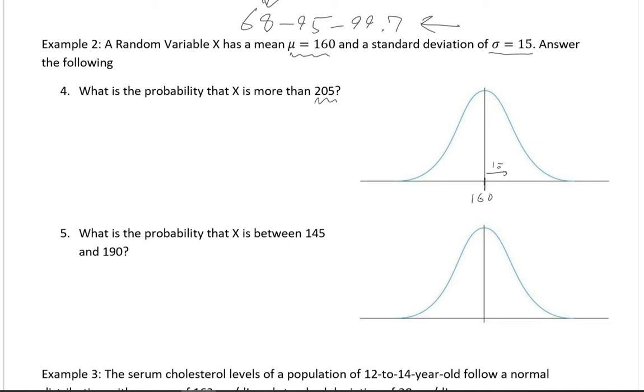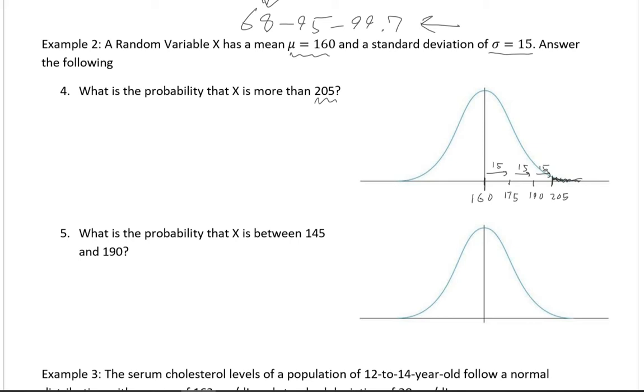If I go up 15, I get to 175. So not there yet. If I go up 15 again, I get to 190. So not there yet. But if I go up 15 one more time, I get to 205. So that's the number I was looking for. That means I want this small region here, that small little tail. Okay, so that's the area that we're trying to find.